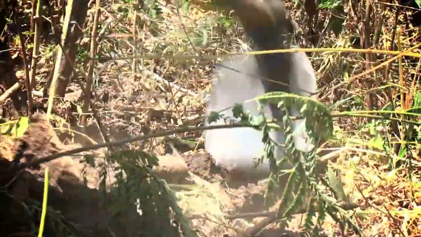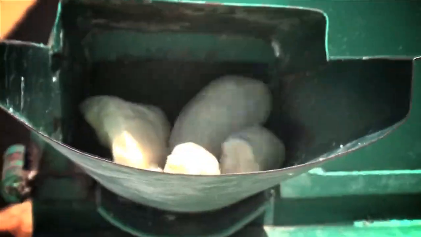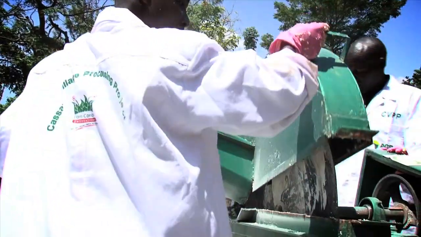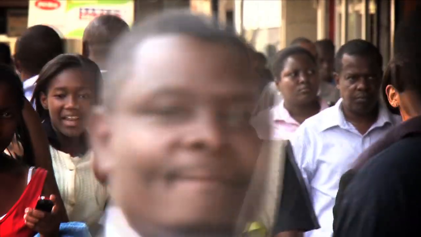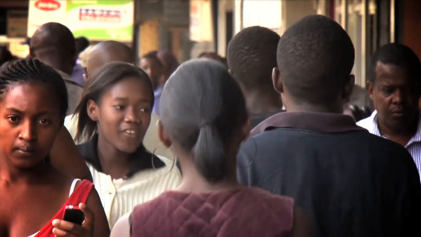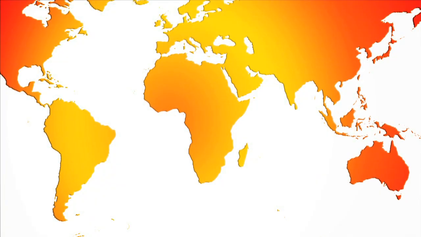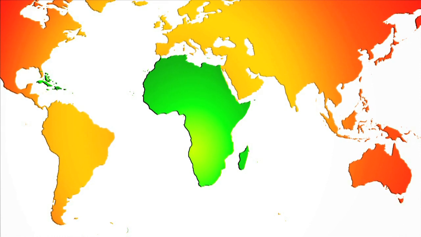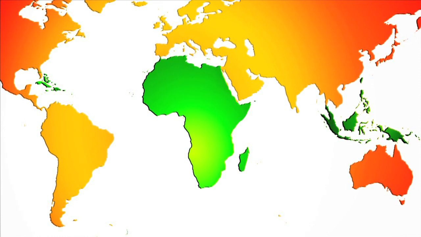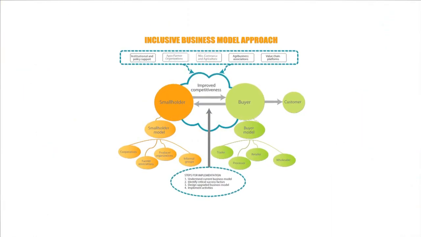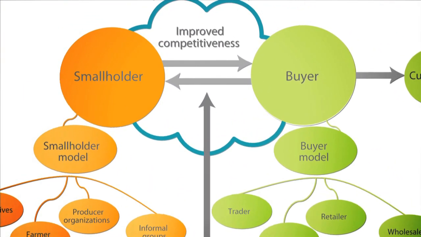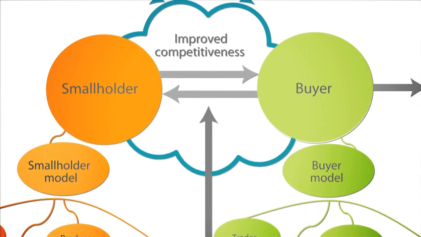The Food and Agriculture Organization of the United Nations, FAO, in collaboration with local governments and partners, is at the forefront of implementing the inclusive business model approach. This model has been piloted in 16 countries across Africa, the Caribbean, and the Pacific with the support of the European Union.